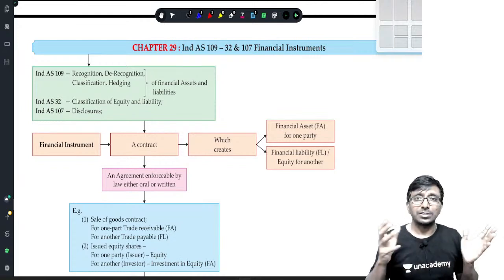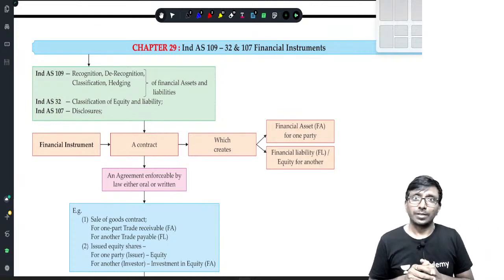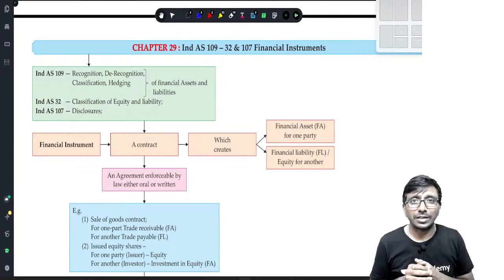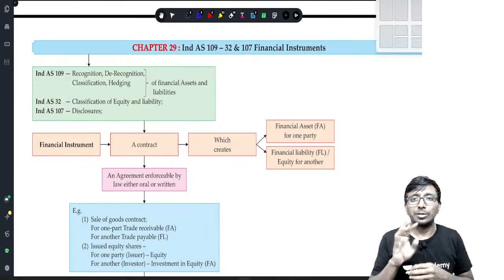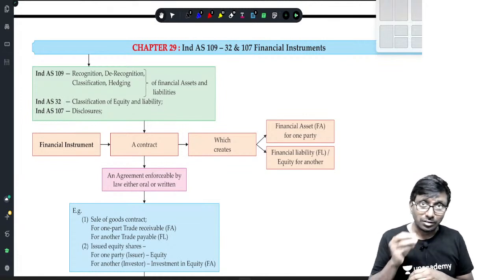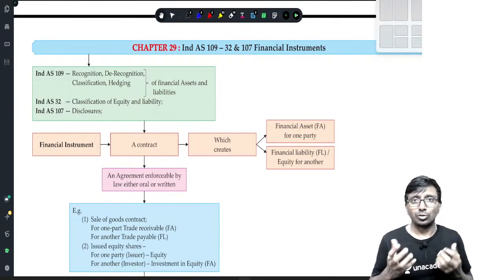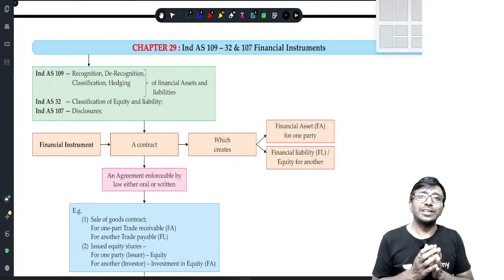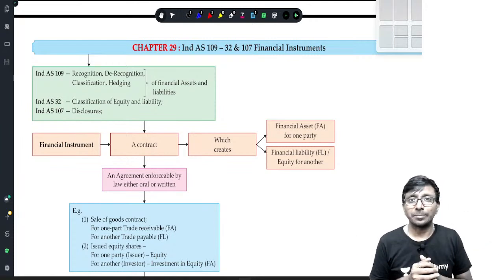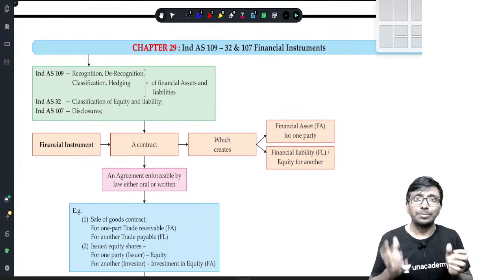But because of the voluminous nature of the standard, if you take a printout of the bare standard, all these three standards together, including the guidance given, will come to approximately 400 pages, not less than that. So they did not want to make the entire subject into one standard. They have divided it into three parts.